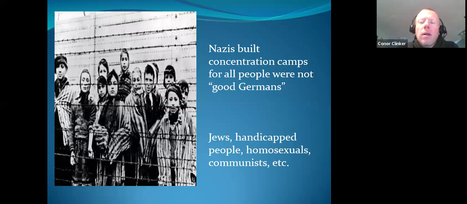Communists, anyone who didn't fall into the Nazi ideal of a quote good German was put in a concentration camp early on. But the point is, these aren't death camps yet. We're not talking gas chambers. We're talking concentration camps. And as a reminder, unfortunately, there were concentration camps inside the United States too, for Japanese Americans. All right.